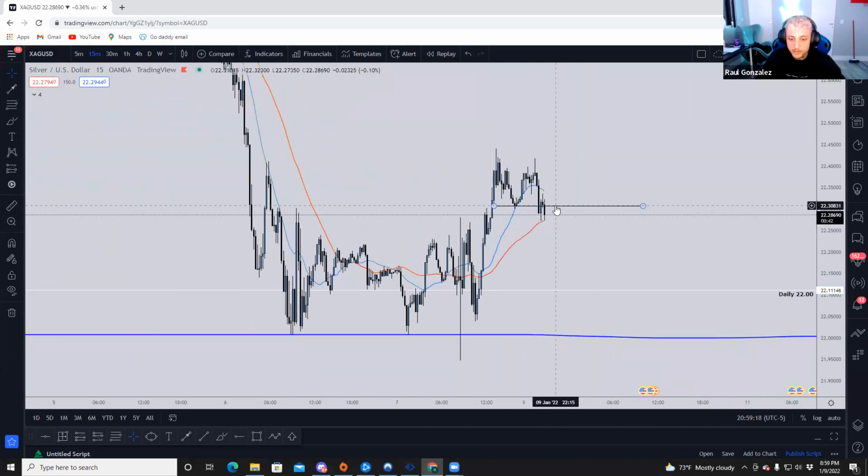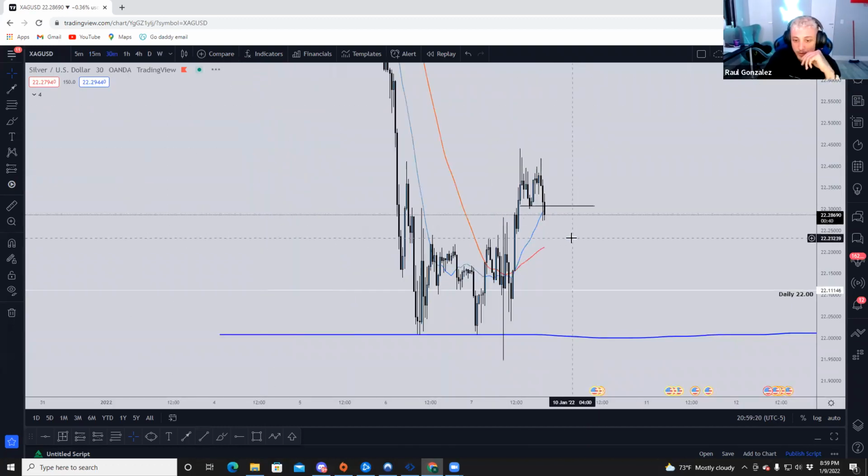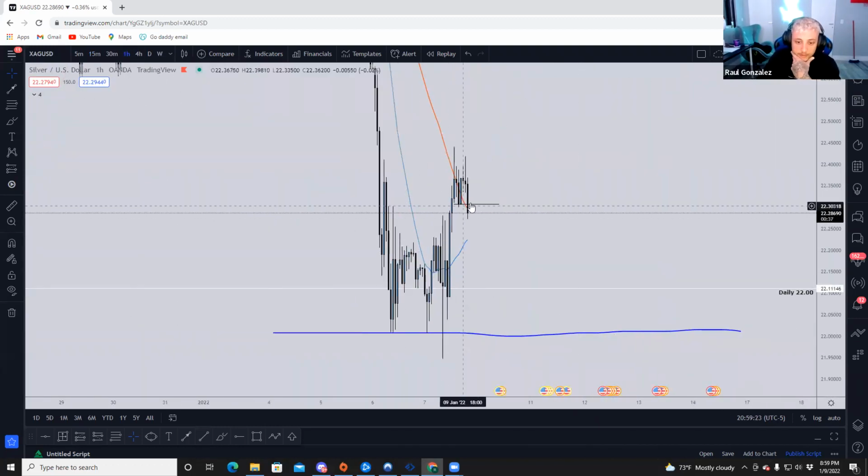I'm going to potentially wait for price to pull back into the area and give me some form of a lower high. But I want to see the hour time frame first close under this area. Then I'll look to take a short.